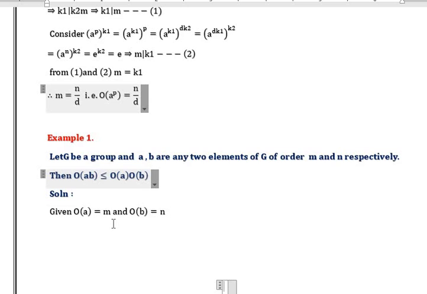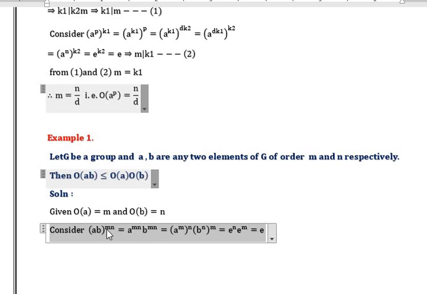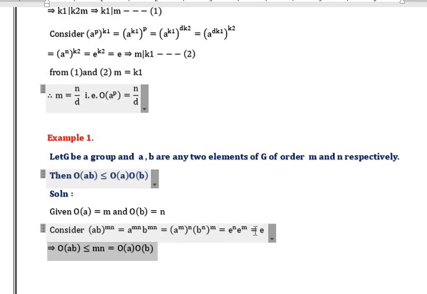Given order of A is equal to m and order of B is equal to n. Now consider (AB) to the power of mn, which is equal to a power of mn into b power of mn. A power of mn can be written as (a power of m) whole to the power of n, and b power of mn is (b power of n) whole power of m. Now by the data, we know that order of A is equal to m, order of B is equal to n. Therefore a power of m is equal to e, b power of n is equal to e. So we get e power of n into e power of m, which is equal to identity element e.